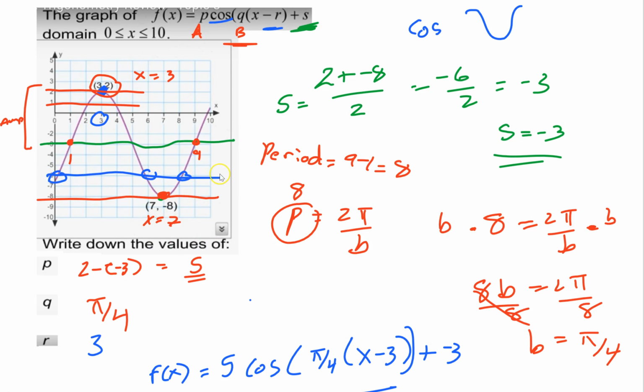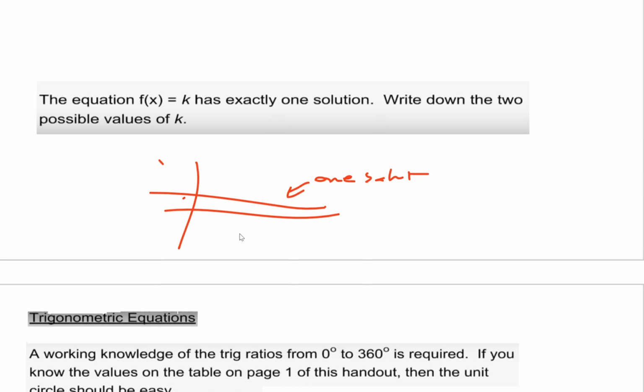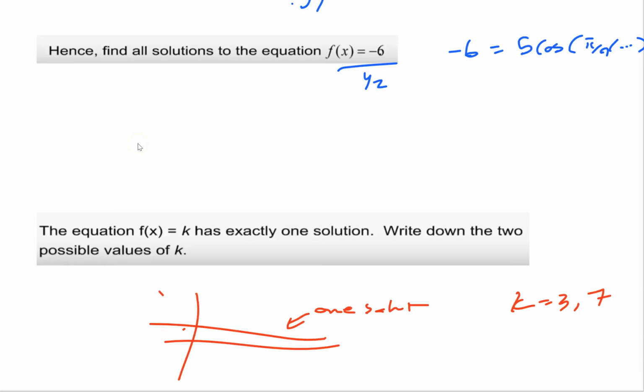Because look at this blue line. I have 3 solutions. The green line, same thing. Right here I would have 2, but right there I have 1. So 3 and 7. So k could equal 3 and 7. So that's it for graphing.